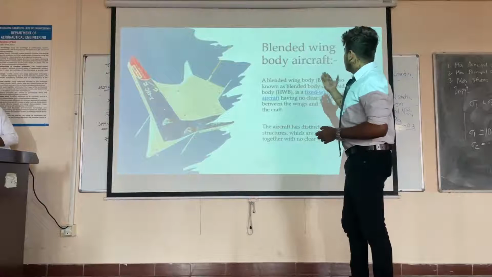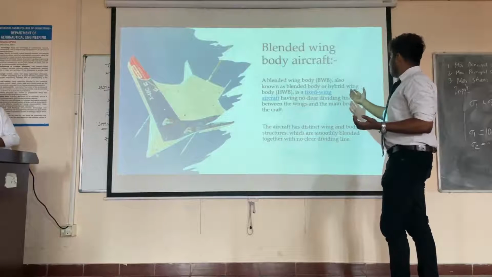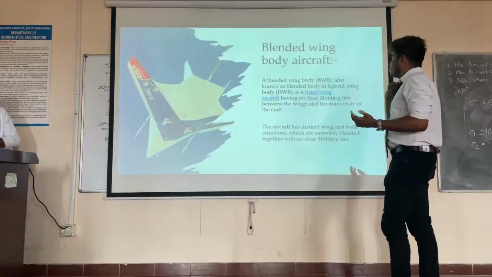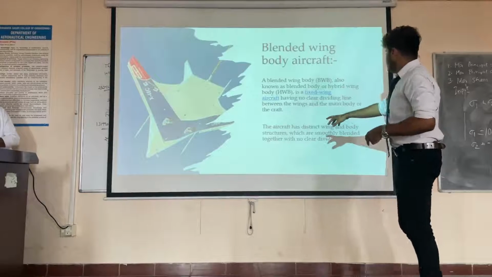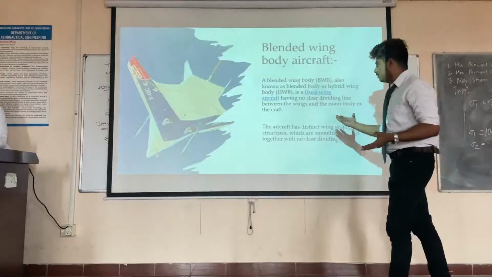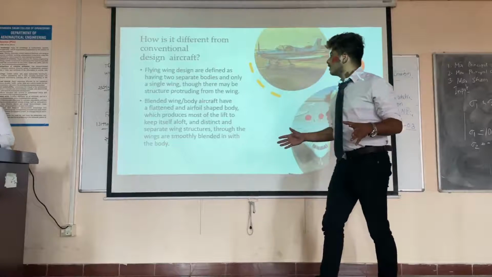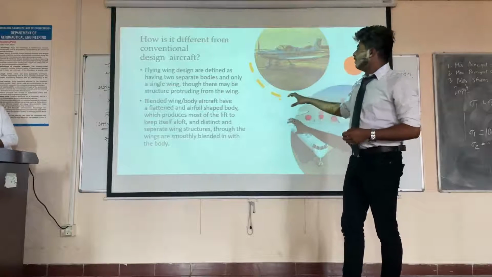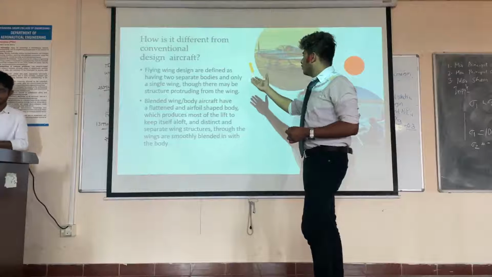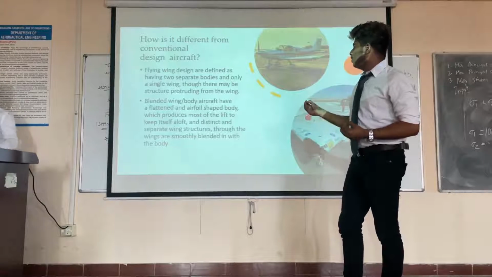So, a blended wing body aircraft, as I said, is a blended body or hybrid wing body. It has no clear dividing line. The aircraft has distinct wing and body structures that are smoothly blended. So, how is it different from a conventional design aircraft? Now, flying wing designs are defined as having two separate bodies and only a single wing, though they may have structures protruding from the wing.